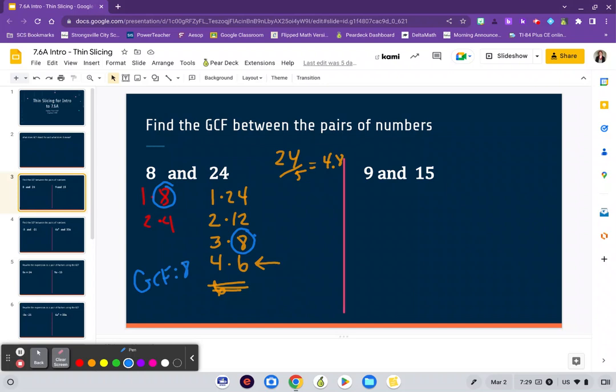All right, 9 and 15. Again, I've got 1 times 9, 3 times 3. I have 1 times 15, 3 times 5. All right, the biggest number that 9 and 15 have in common is 3.